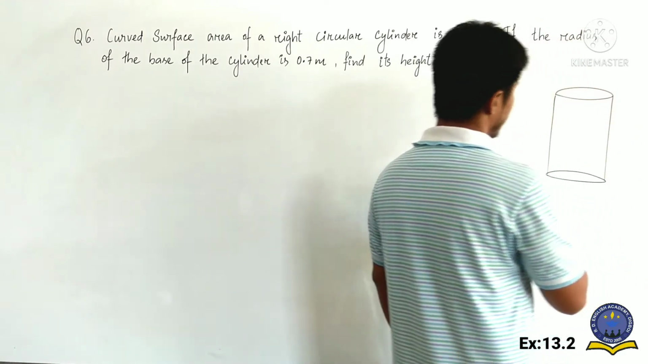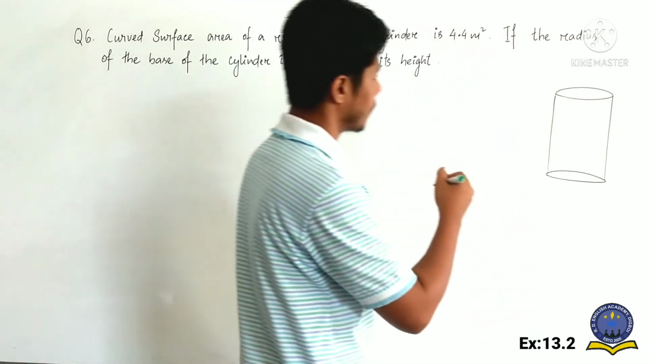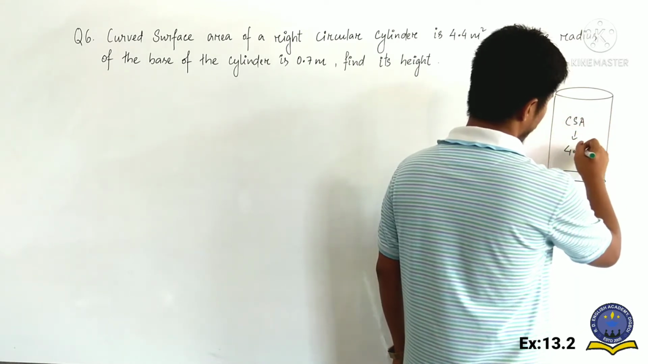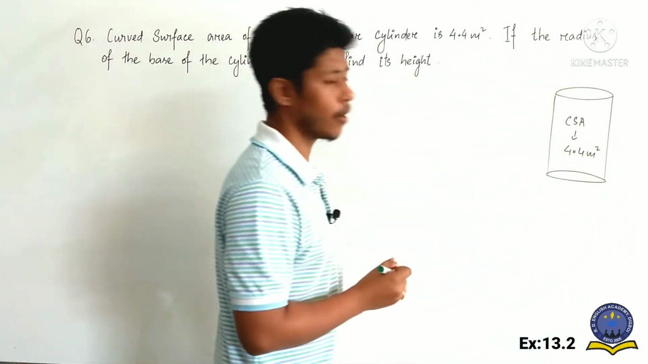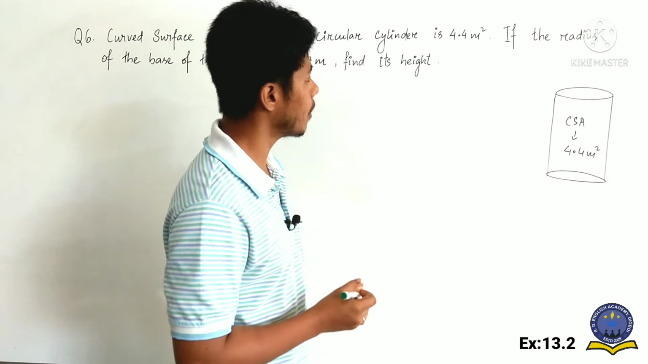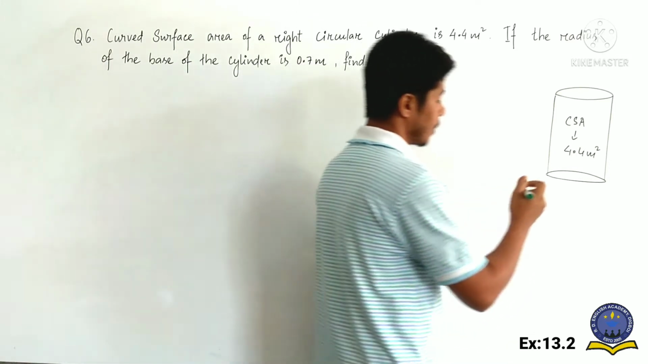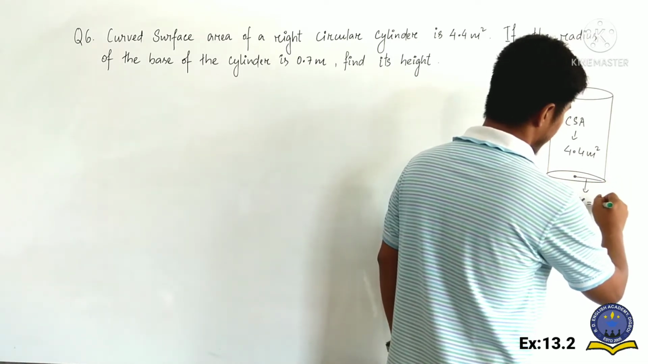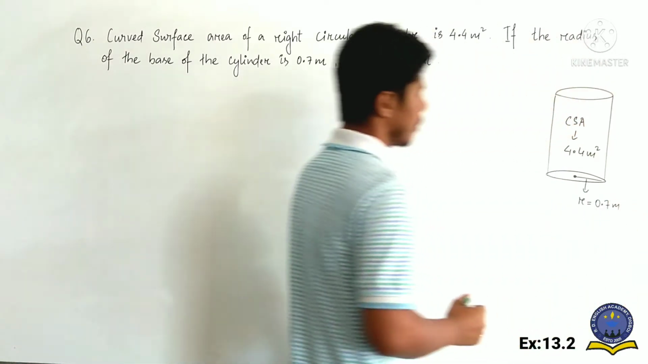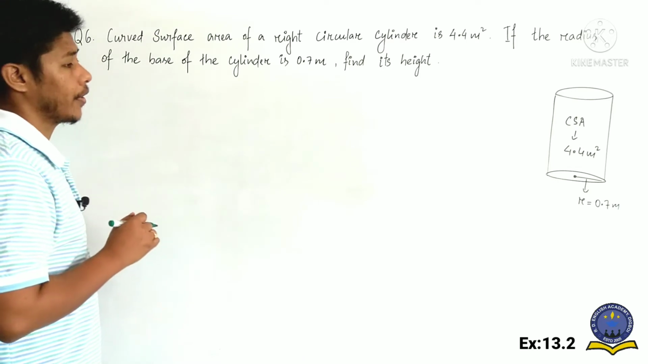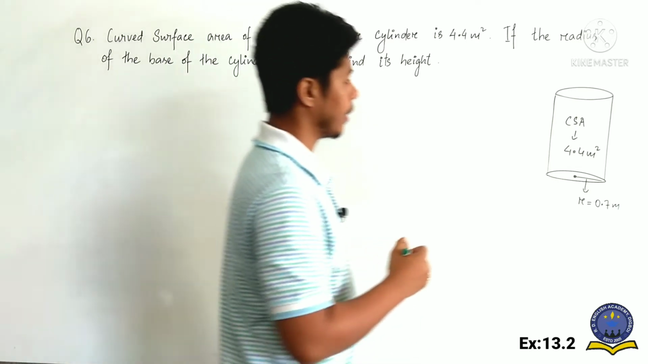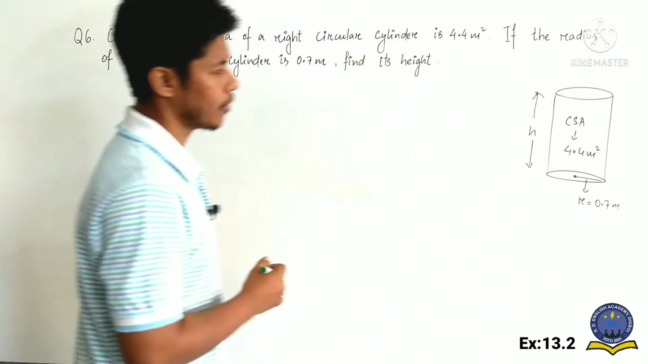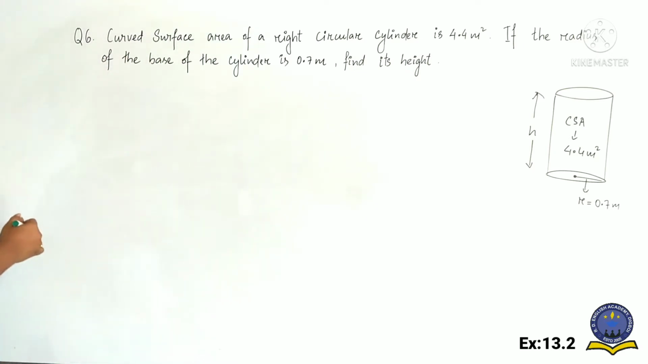Here the base radius and the curved surface area are mentioned. The curved surface area is given as 4.4 meter square, and the radius of the base of the cylinder, if we denote it by r, is given as 0.7 meter. So the curved surface area and the radius are given, and we have to find out the height. If we assume the height as h, we have to find out this h. Very simple question. First of all, what do you have to write?